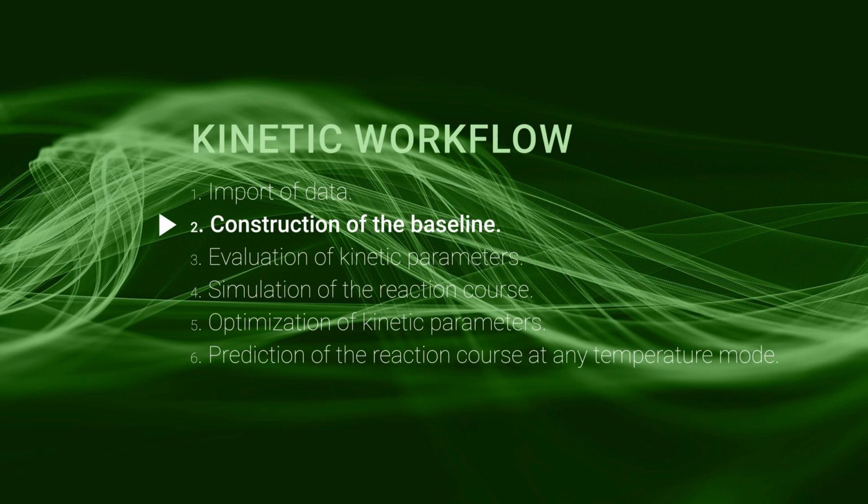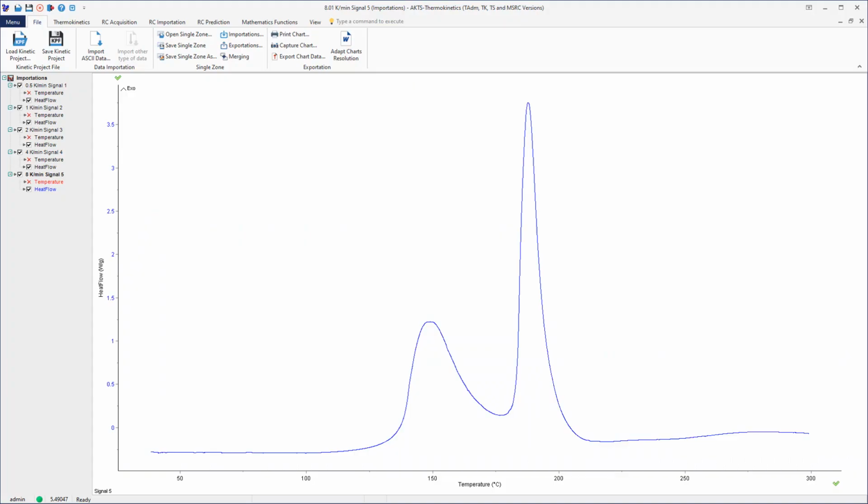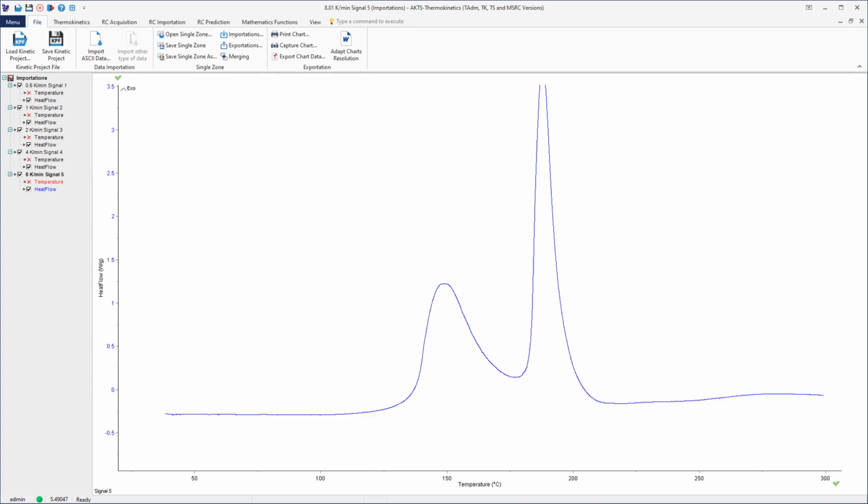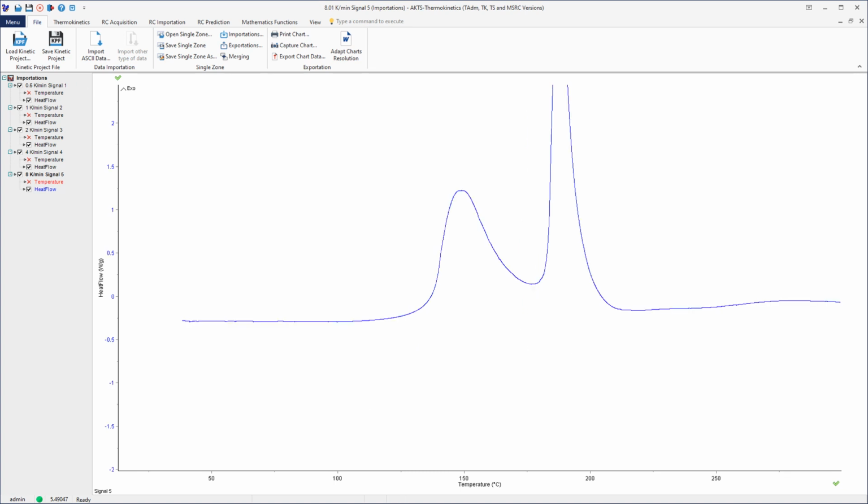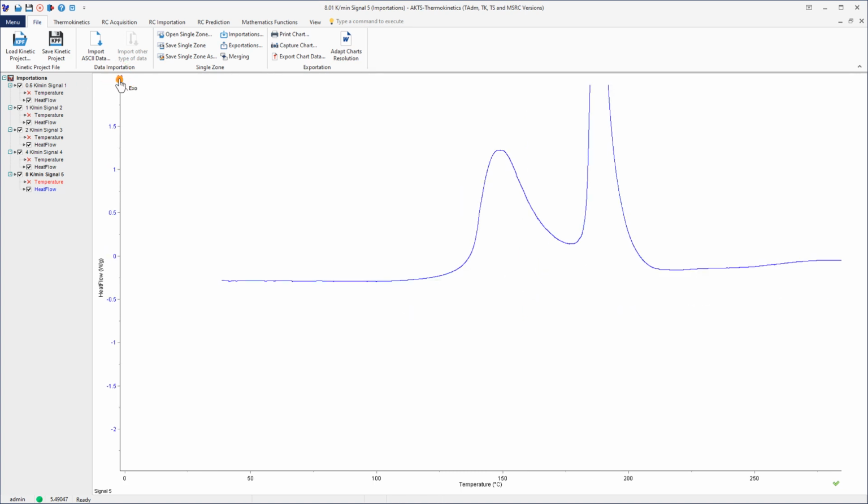Construction of the baseline. After importing the data and displaying them as plots, the next step of the kinetic workflow is the construction of the baselines. The user has to construct two baselines only, generally for the lowest and the highest heating rates, non-ISO, or the lowest and the highest temperatures, isothermal mode. An automatic procedure of the baseline construction can be applied for the remaining curves.